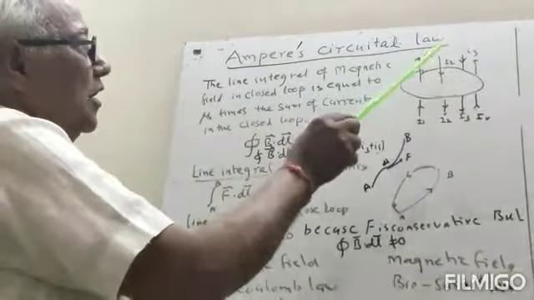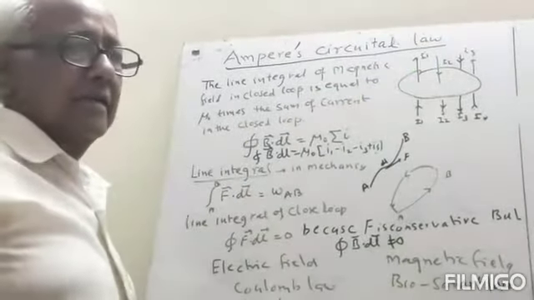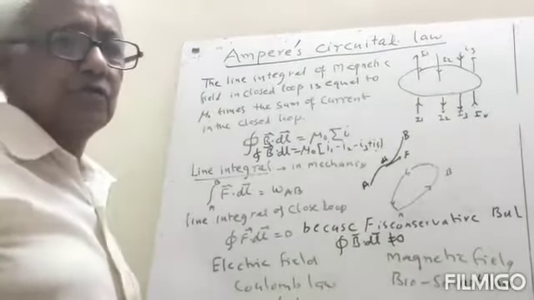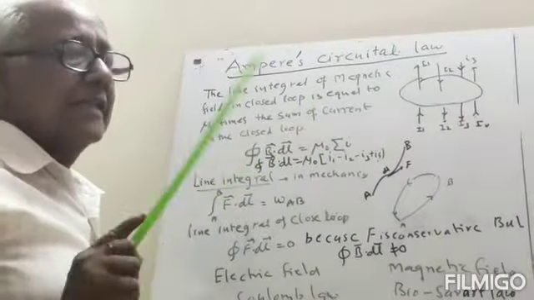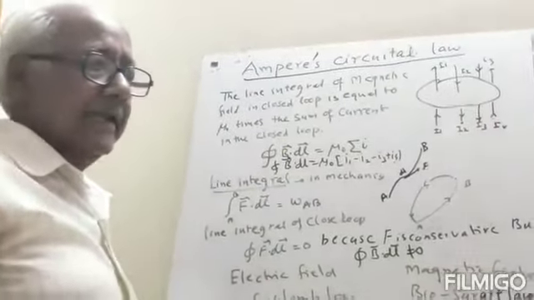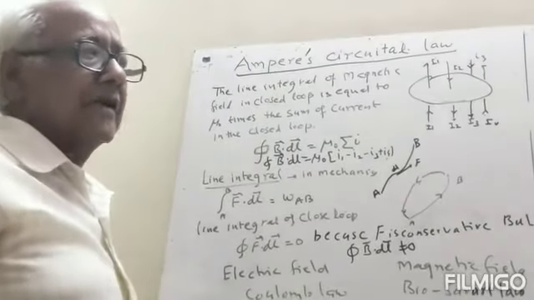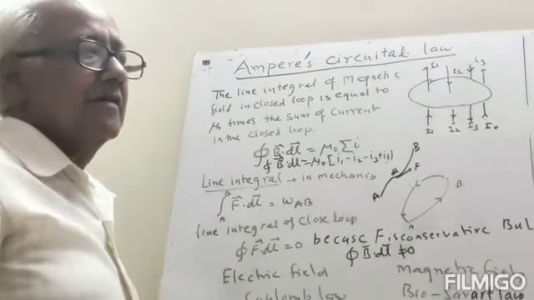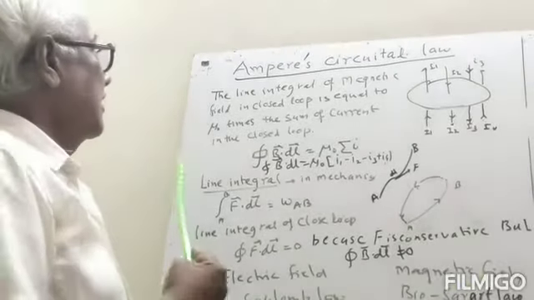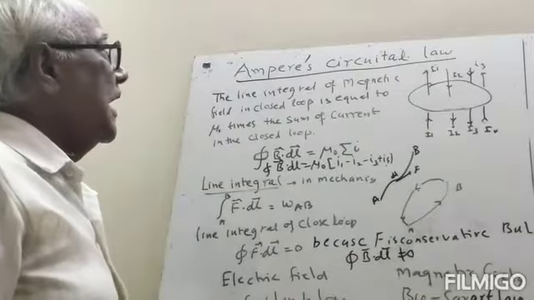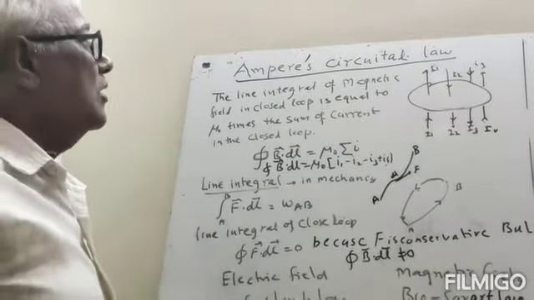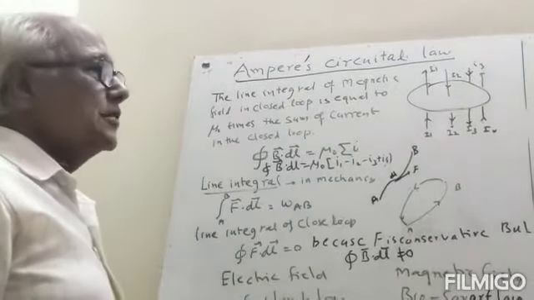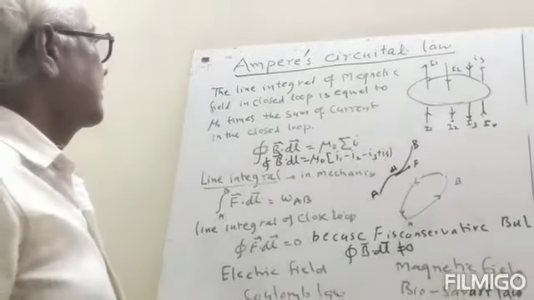Ampere's circuital law. Now, Ampere's circuital law is used to find the magnetic field. Earlier, we have studied Biot-Savart law to find the magnetic field. So now we will study Ampere's circuital law, or Ampere's circulation law.